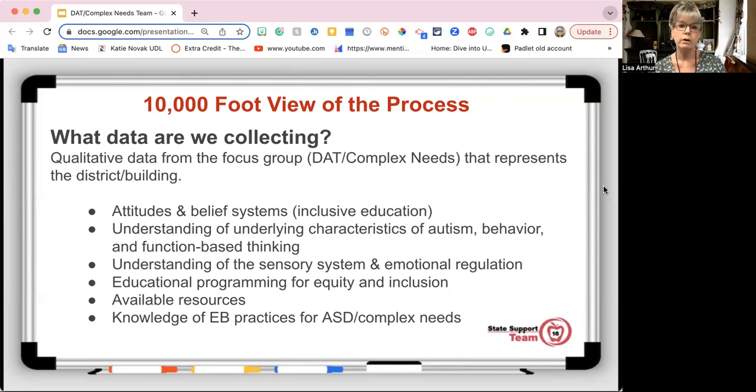We're going to look at the overall educational programming for equity and inclusion. What available resources does the district or building have? And then also, what's our current knowledge level of those evidence-based practices as it relates to students with autism or students with more complex needs?